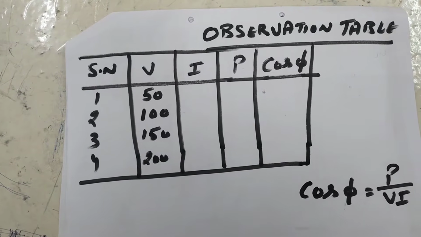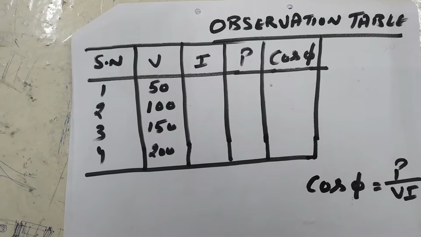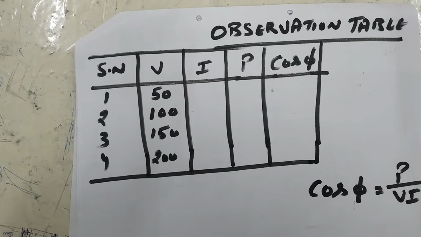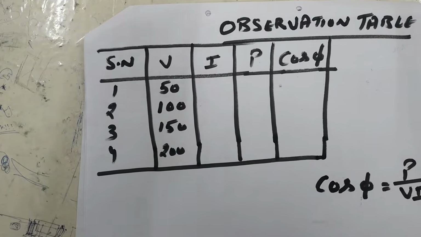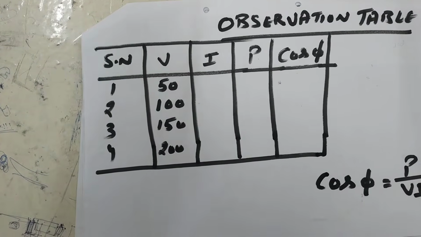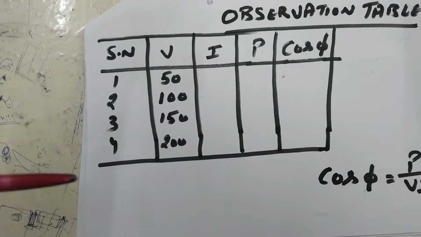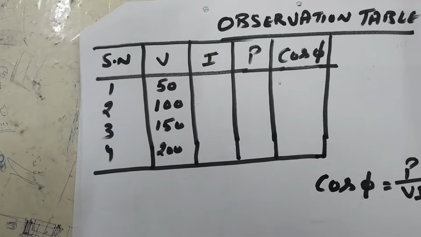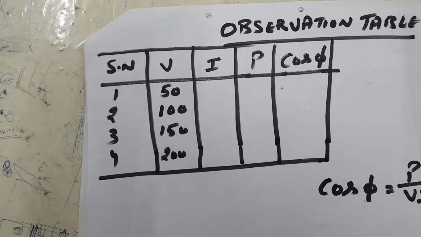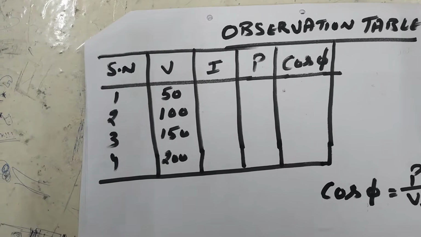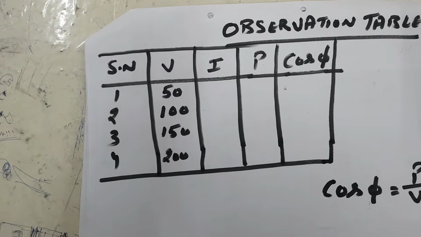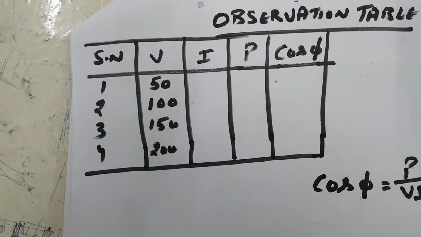We very well know that the formula of power is P is equal to V I cos phi. In this formula V is the voltage, I is the current, and cos phi is the power factor. As in the hardware we are using the wattmeter for the measurement of power, we will find out the power factor from the formula cos phi is equal to P upon V into I.